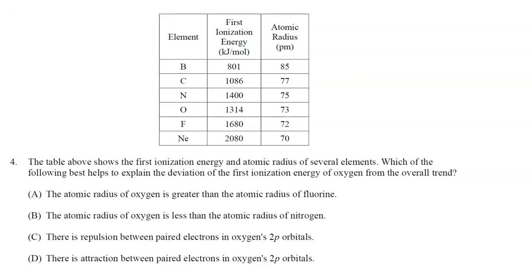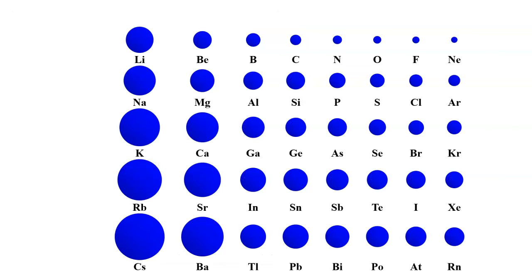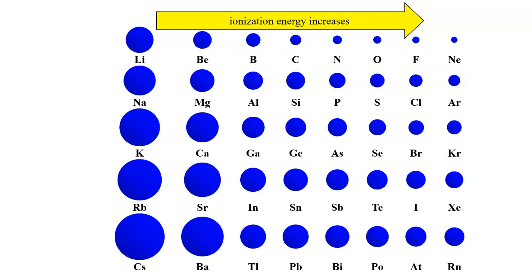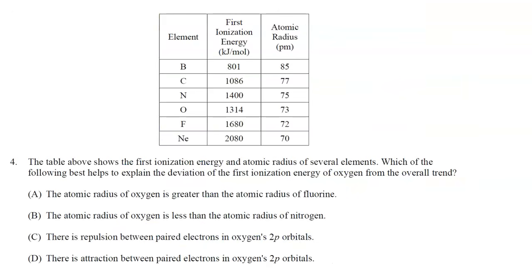Which of the following best helps to explain the deviation of the first ionization energy of oxygen from the overall trend? So the overall trend in general for ionization energy is that as you move from left to right across a period, we expect the ionization energy values of the elements to increase. So from boron to carbon to nitrogen to oxygen, take a look at the data in the table. For boron, it's 801 kilojoules per mole. For carbon, it's 1,086 kilojoules per mole, so that's higher. For nitrogen, it's 1,400 kilojoules per mole.